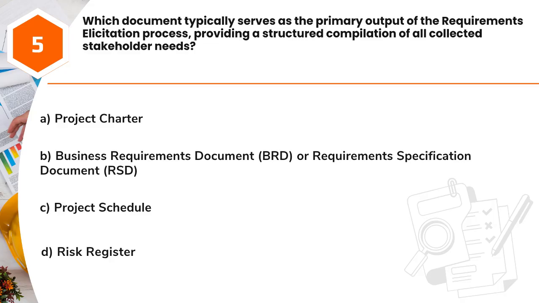Question 5. Which document typically serves as the primary output of the requirements elicitation process, providing a structured compilation of all collected stakeholder needs? A. Project Charter. B. Business Requirements Document, BRD, or Requirement Specification Document, RSD. C. Project Schedule. D. Risk Register.